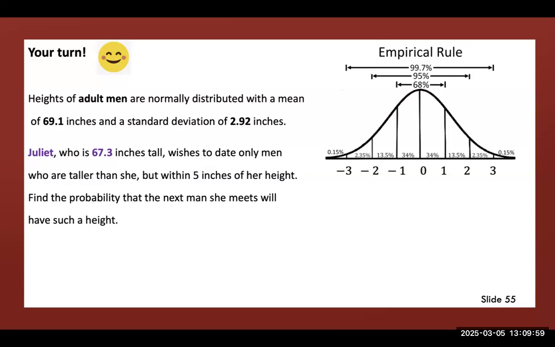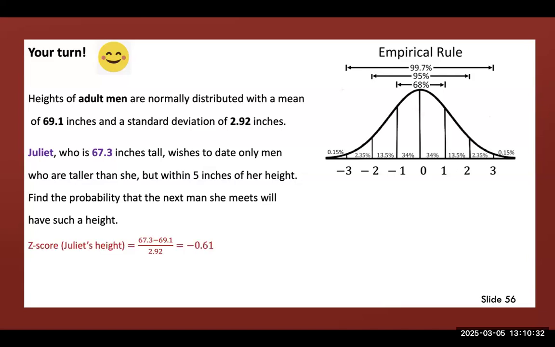Now let's find the probability that the next man she meets will be in that height range. So what I want you to do is pause the video and see if you can come up with 2 z-scores, right? Because we want this man to be between 2 heights. So we need to write the probability that z is in between 2 numbers, okay? So pause the video and see if you can come up with those 2 numbers. So what 2 numbers did you get?